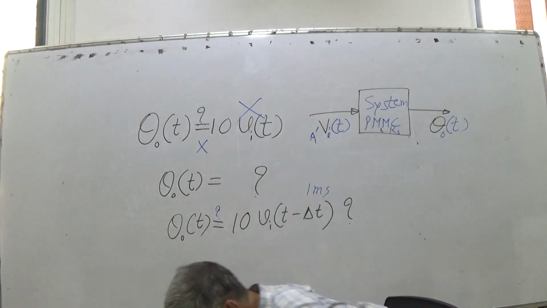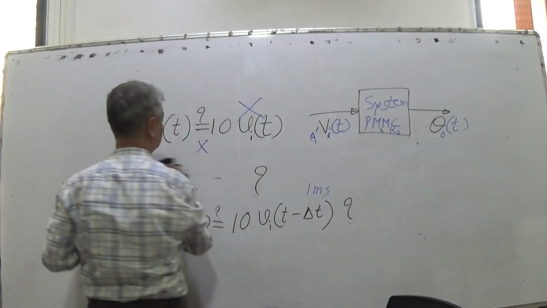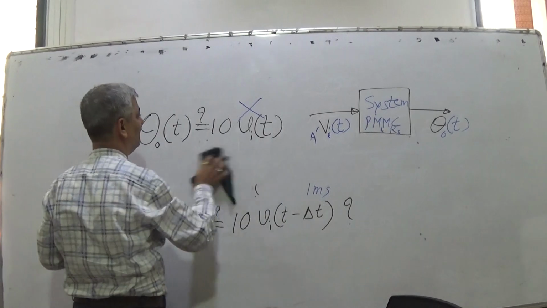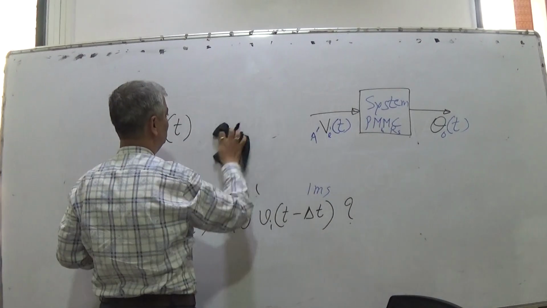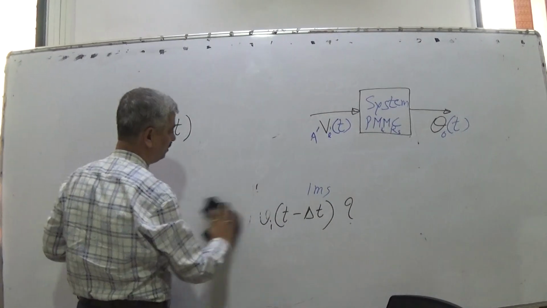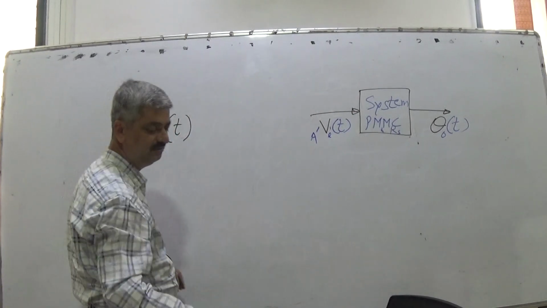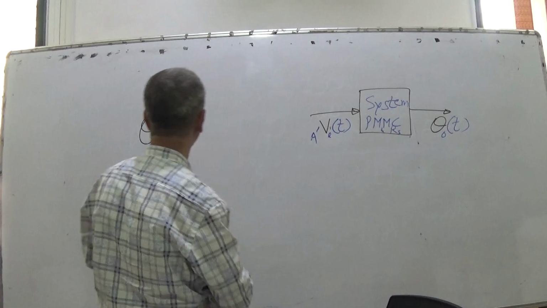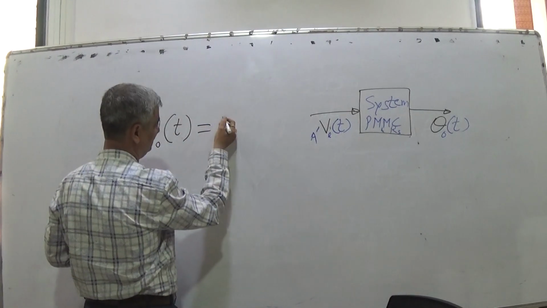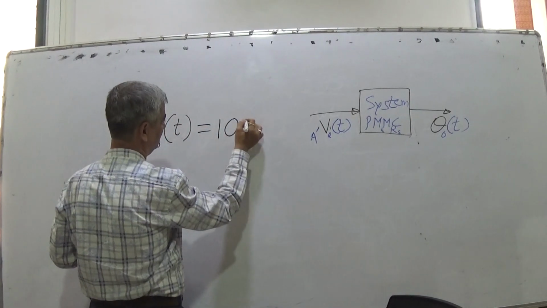Then what? If neither this nor this, then theta t is equal to, so theta ot is output, V in t is input. So theta ot is what? 10 is a multiplier, 10 into what?